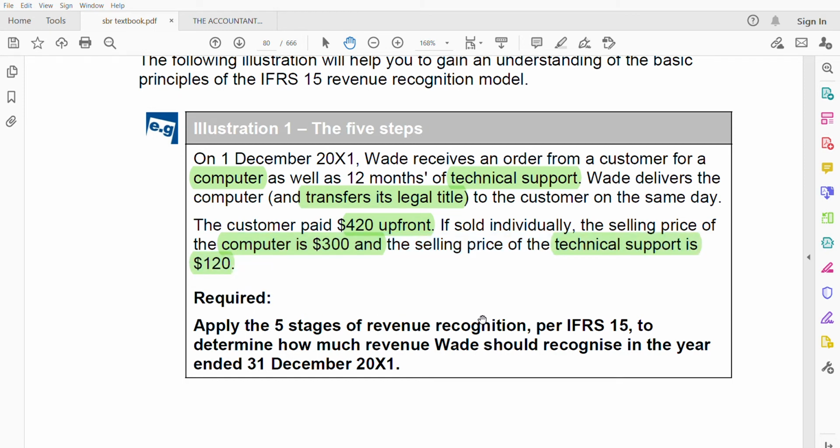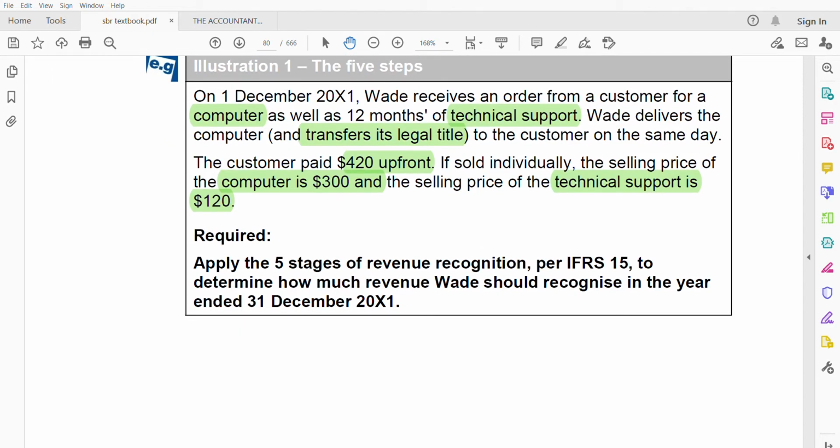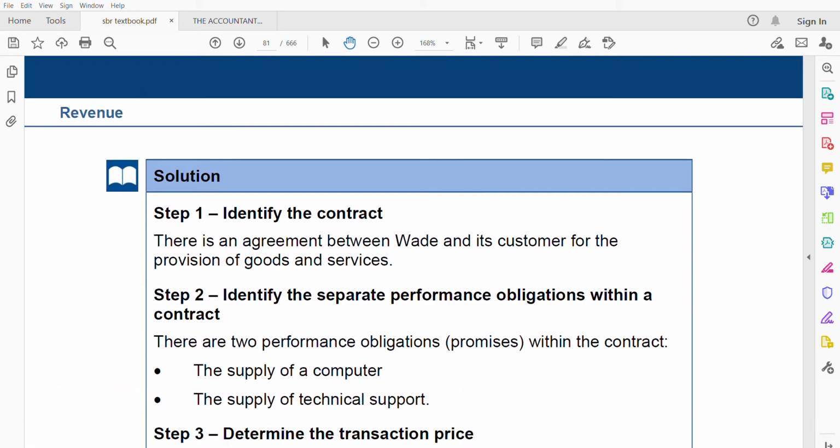Apply the 5 stages of revenue recognition to determine how much revenue we should recognize in the year ended. Whether it's 420, whether it's 300, whether it's 120, how much. Okay, and this is on 1st of December 2001. But the year end is 31st December 2001. That means only 1 month you can recognize the revenue. But the technical support, if you see, it is 12 months of technical support. Okay, so let's see how we are going to recognize the revenue here.